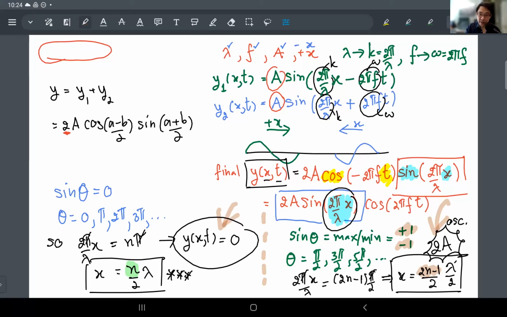Okay, there's a question that comes in. The formula still doesn't explain harmonic sound. Okay, it's coming. Harmonic sound is coming.